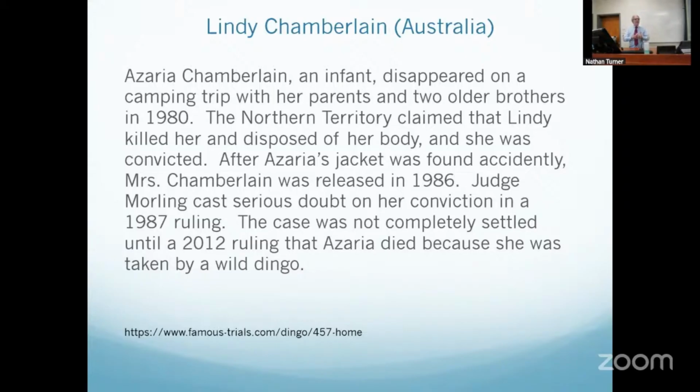Lindy Chamberlain was believed to have stabbed her infant Azaria, who was 9 weeks old, for no reason that anyone could ever explain. And she was convicted, and she was released only on pure dumb luck. And if you want to ask me about that in the Q&A afterwards, feel free. But we just want to focus now on what was one part of the forensic evidence against Lindy Chamberlain. And it revolved around a particular kind of test called orthotoluidine.